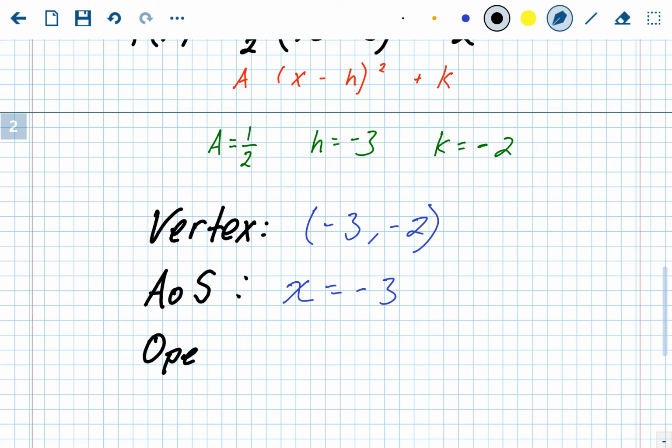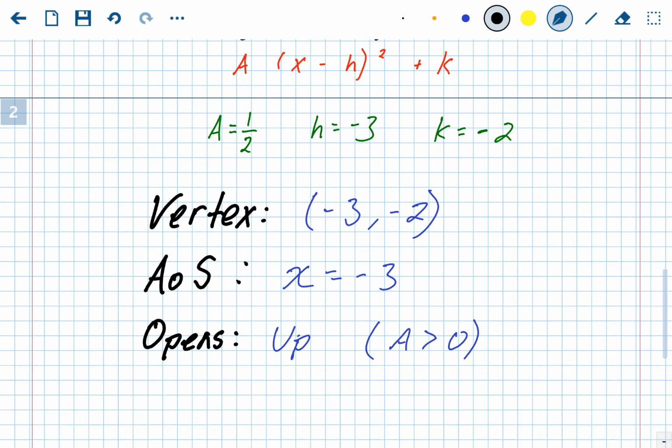The opening. Well, we already mentioned it. A is positive, so this is automatically going to open up. If A is negative, it automatically opens down. If it's positive, it automatically opens up. It's always the case. All right, so what's our min or our max?